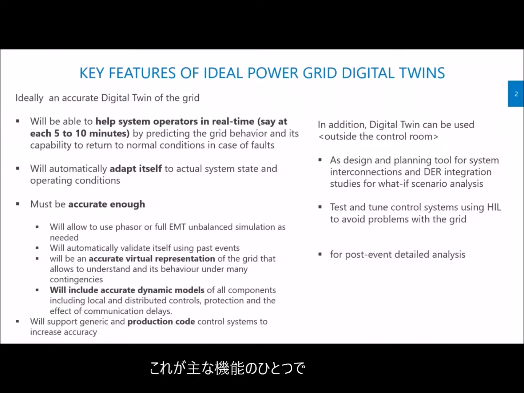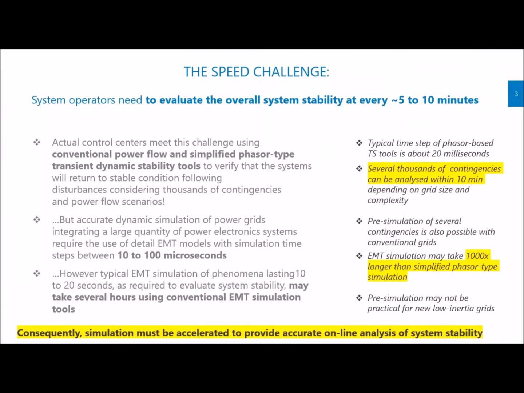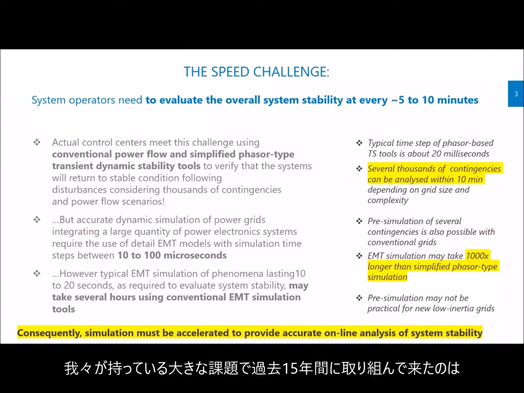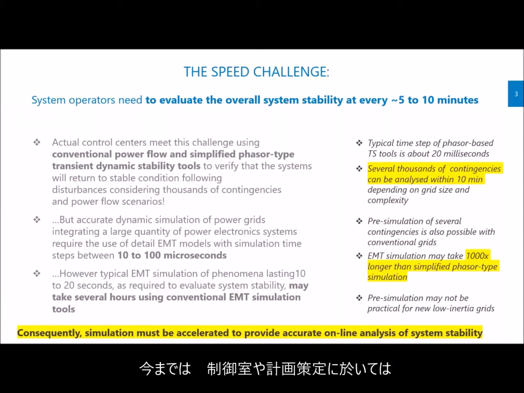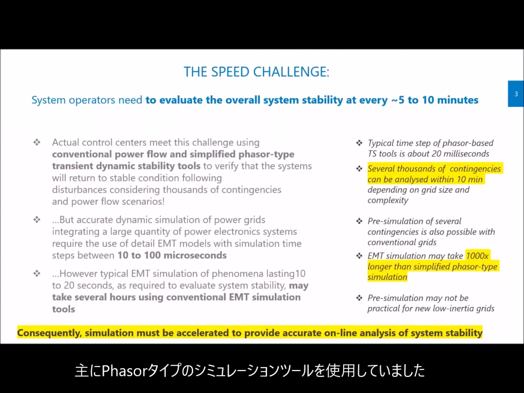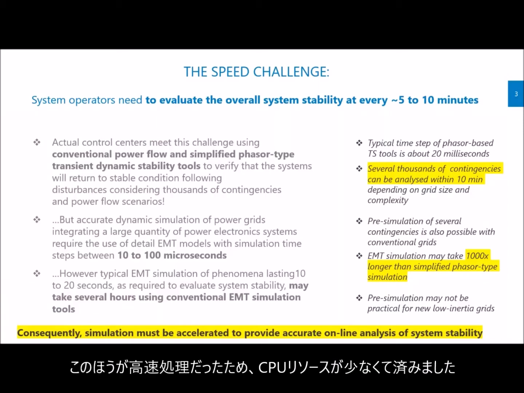So all of these key features together were preventing us from implementing an accurate digital twin. And one of the big challenges that we have been working on for the last 15 years is how to meet the speed challenge when we have to use EMT simulation. As of now, with conventional system control room and planning tools, we're mostly using Phasor type simulation tools because they are much faster to use and take less computing resource.